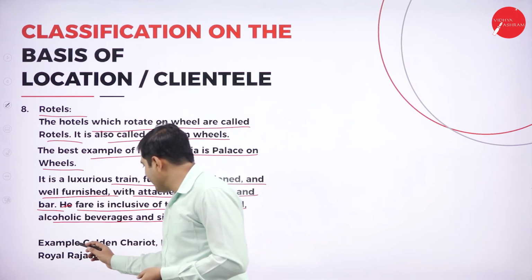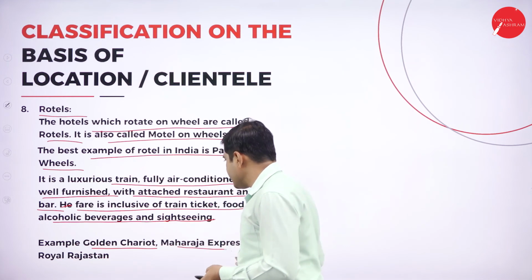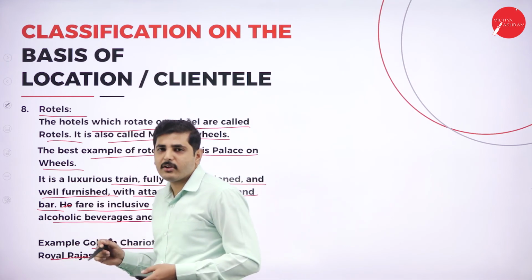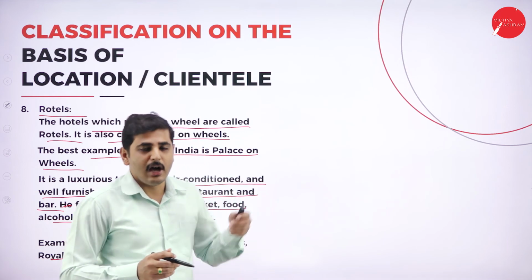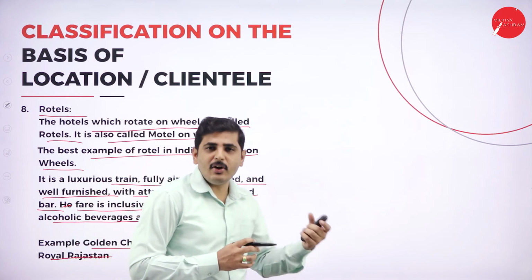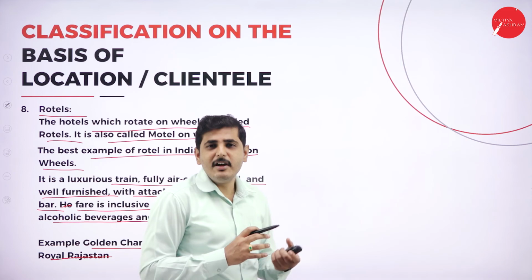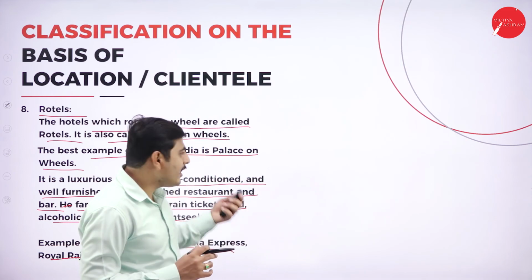Next, examples include the Golden Chariot, the Maharaja Express and the Royal Rajasthan, which are examples of rotels, hotels built on the railway. That's it: the hotel built inside the rail is called a rotel.